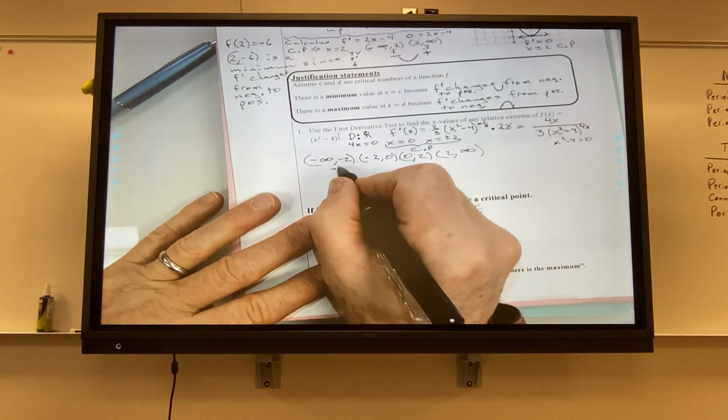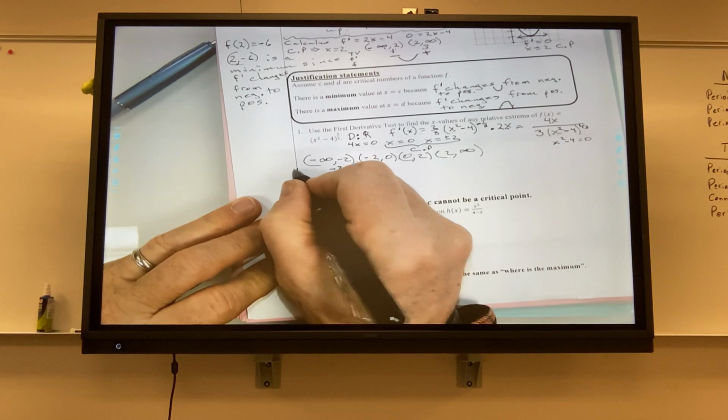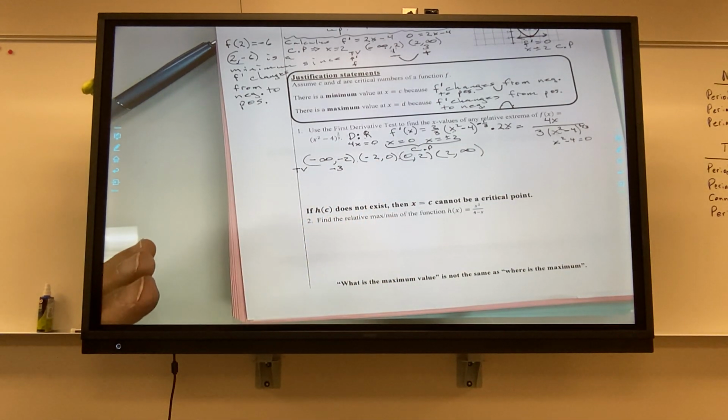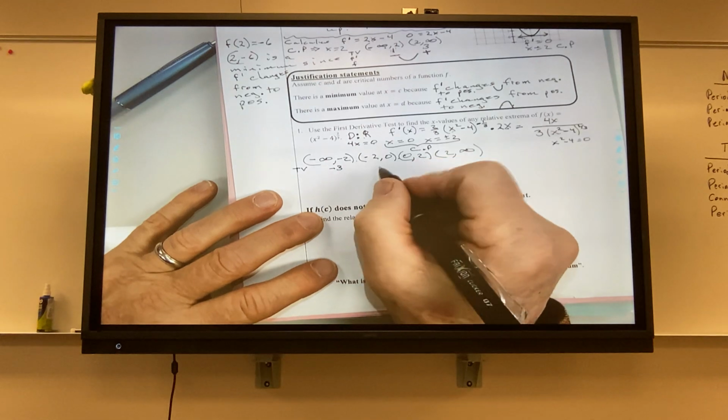Negative 3. Negative 3. I should make, I just thought this, that felt like a game show host. I should be a game show host called Name Your Calculus. Just a second.